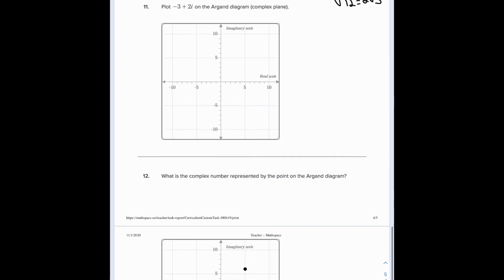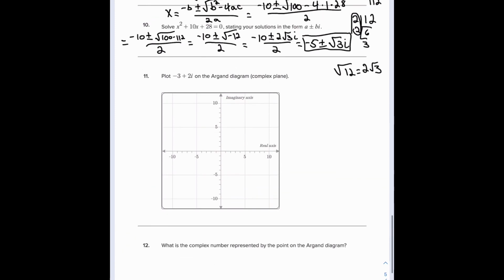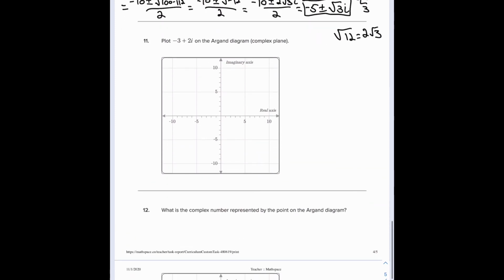Okay, number 11, we're getting close to the end here. So we want to plot negative 3 plus 2i on the diagram, the complex plane. So we look at our real axis and we know that our value is negative 3. So we count 3 to the left. 1, 2, 3. And then we go 2 up on the imaginary axis. So 1, 2. Our point is right here.